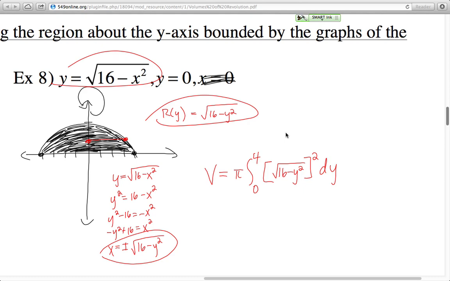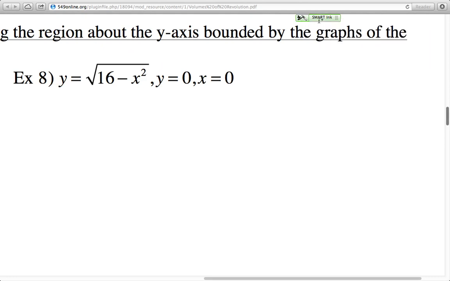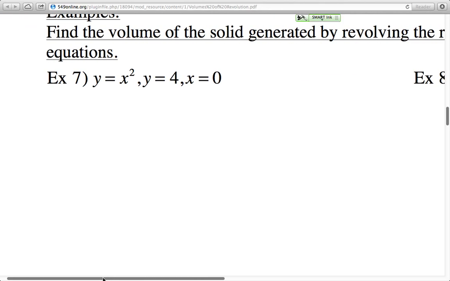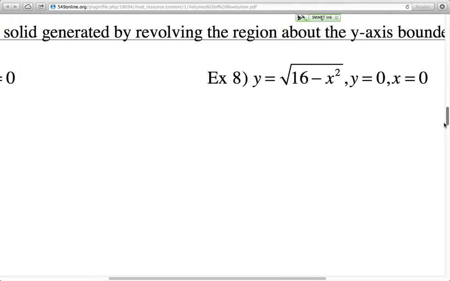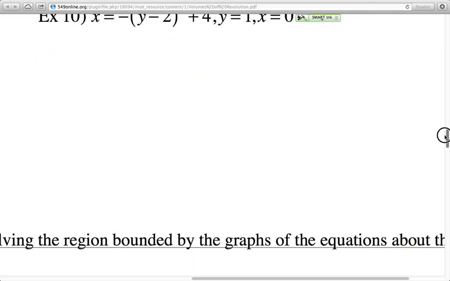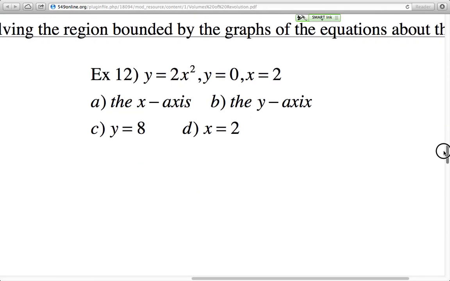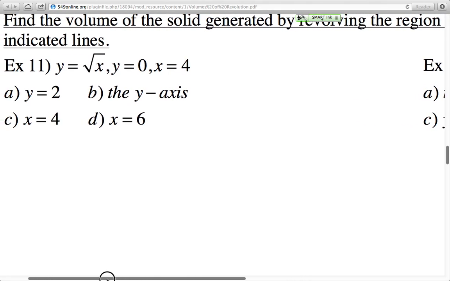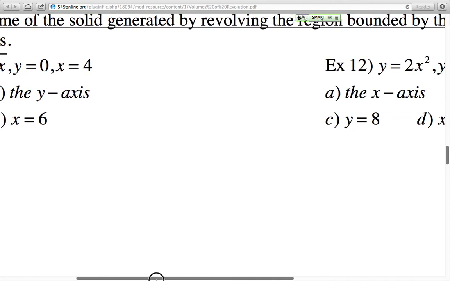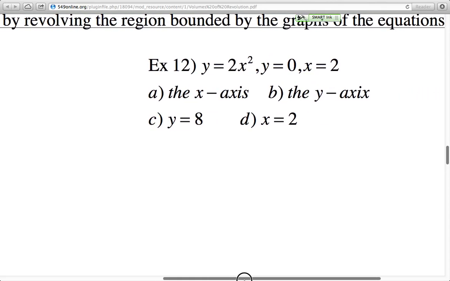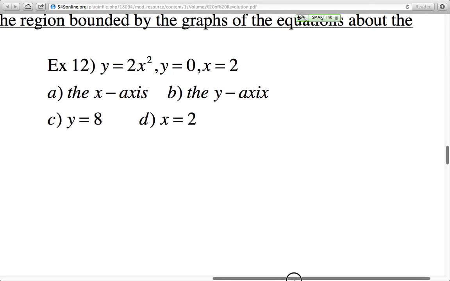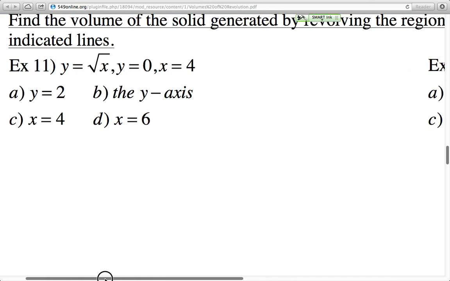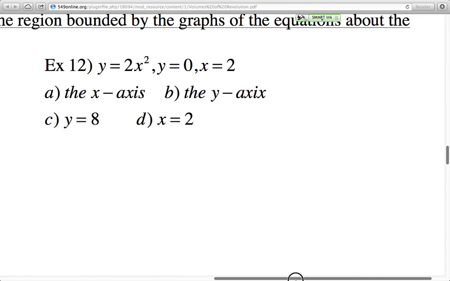All right, let's skip down to some ones we've done in terms of y. Let's go down to number 12. The directions read, find the volumes of the solid generated by revolving the region bounded by the graphs of the equations about the indicated lines. All right, example 12, they have 4.